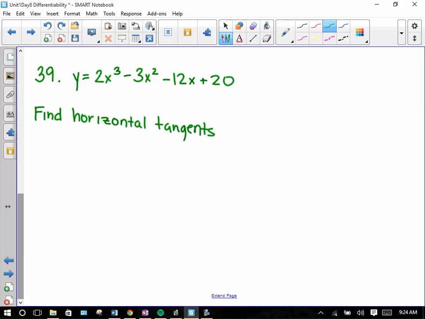Just like 7, you're going to find the first derivative. So y prime is equal to 6x squared minus 6x minus 12. This is nice, the 6 is a common factor, so you factor 6 out and get x squared minus x minus 2.